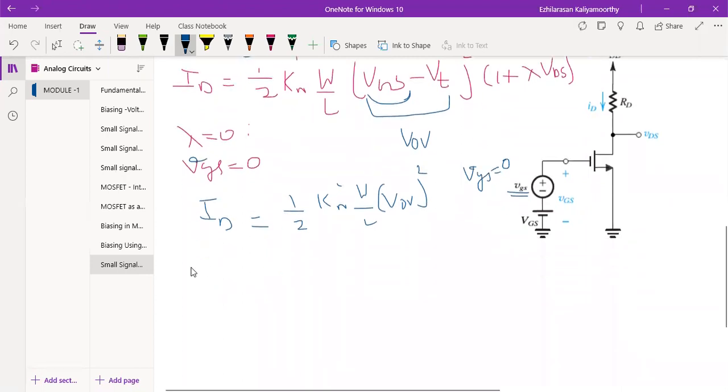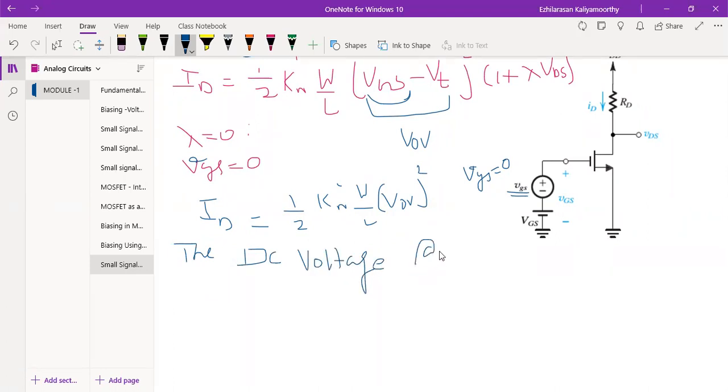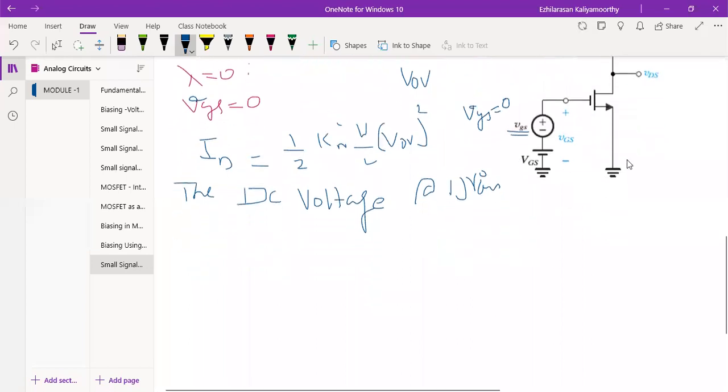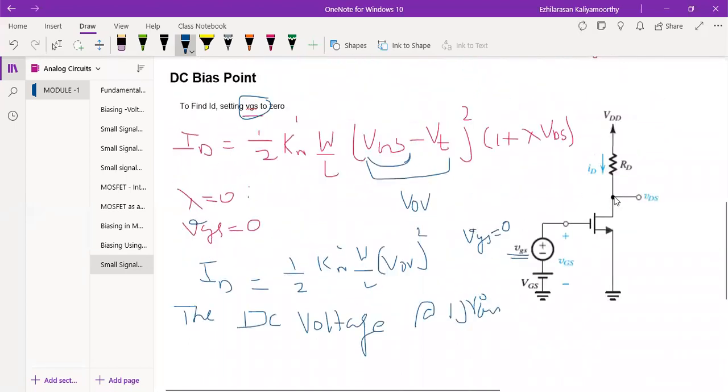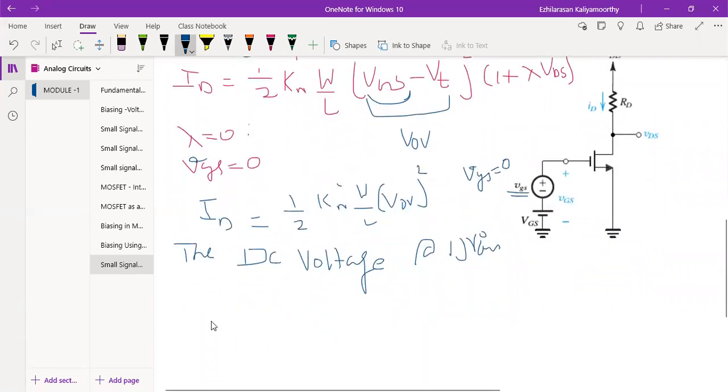Now what we'll do? The DC voltage at the drain. What is the DC voltage at the drain? So you have to find out the DC voltage at the drain terminal. Where this terminal is, you have to find out what is the voltage here. For that, that is nothing but VDS. So the VDS is equal to, find out.